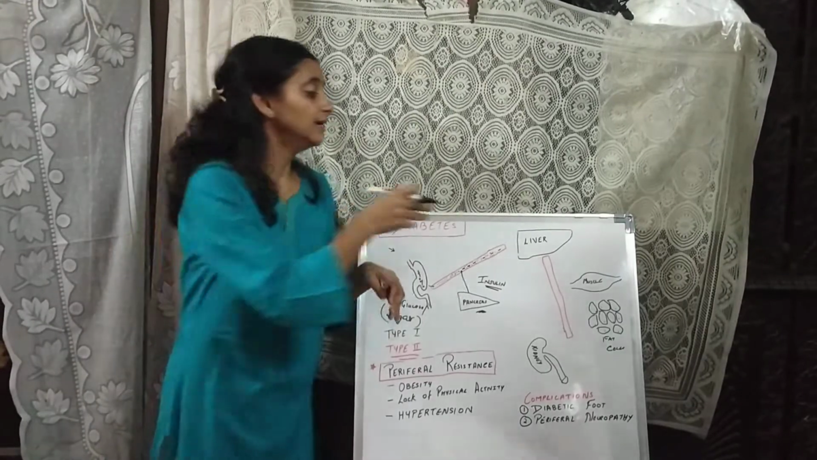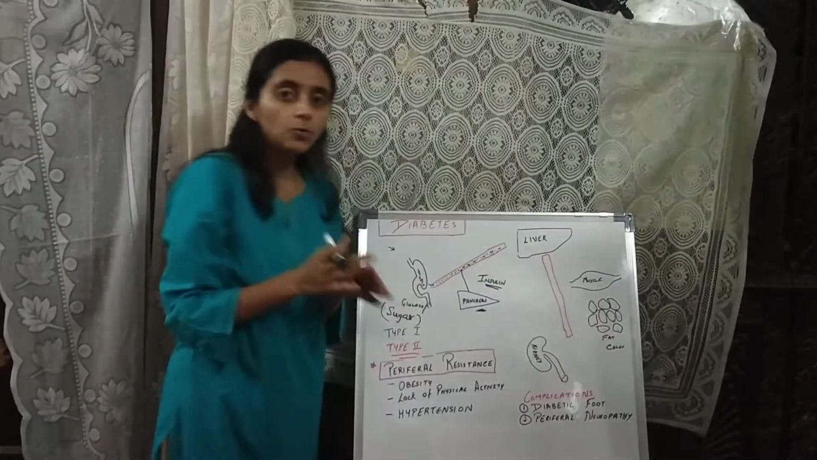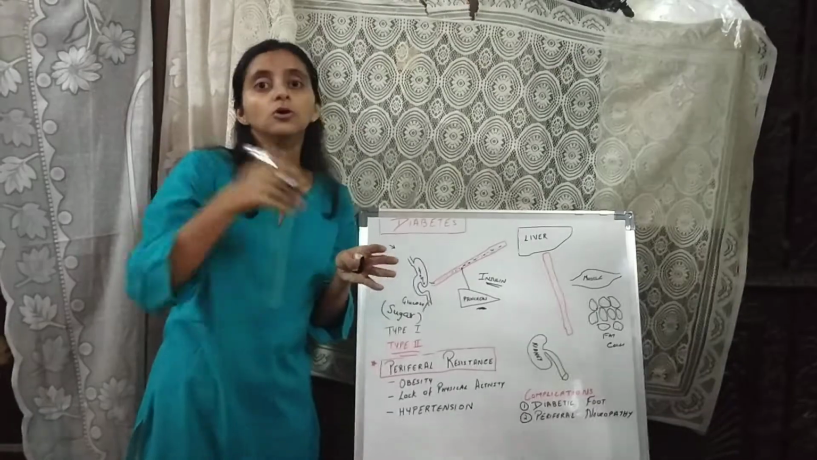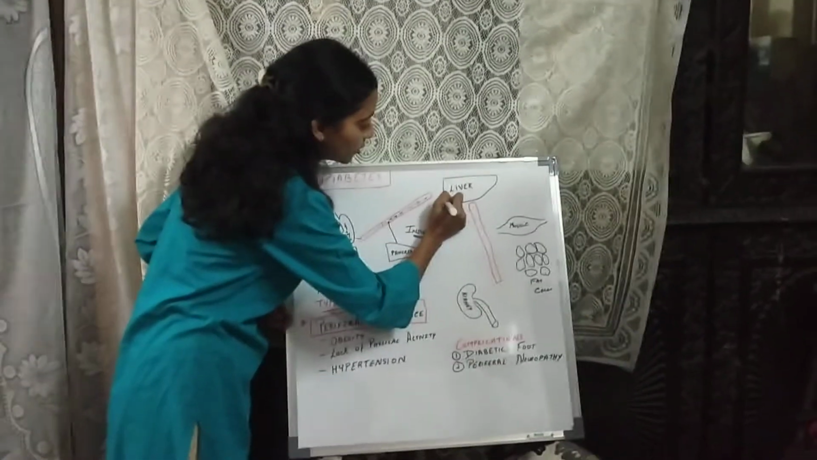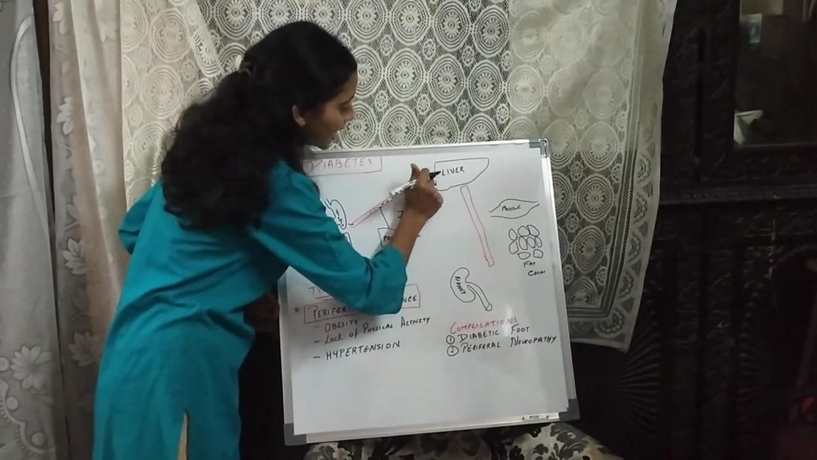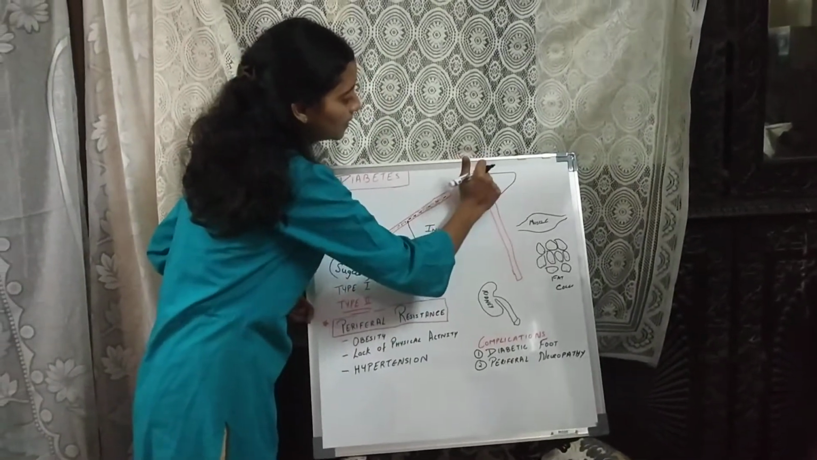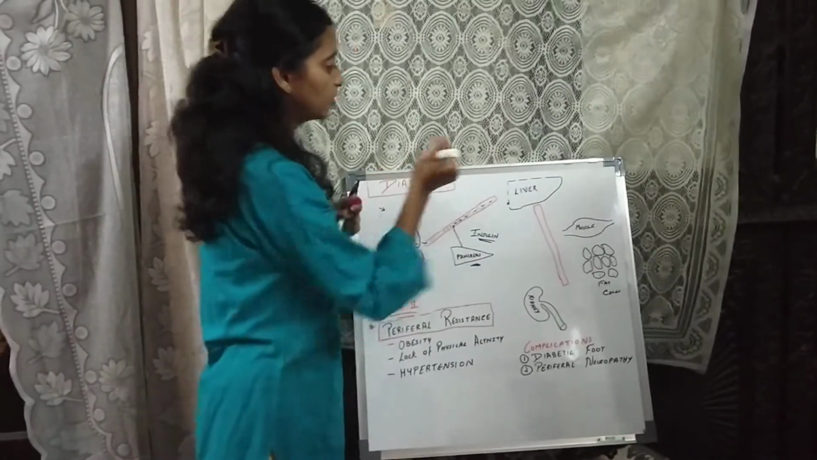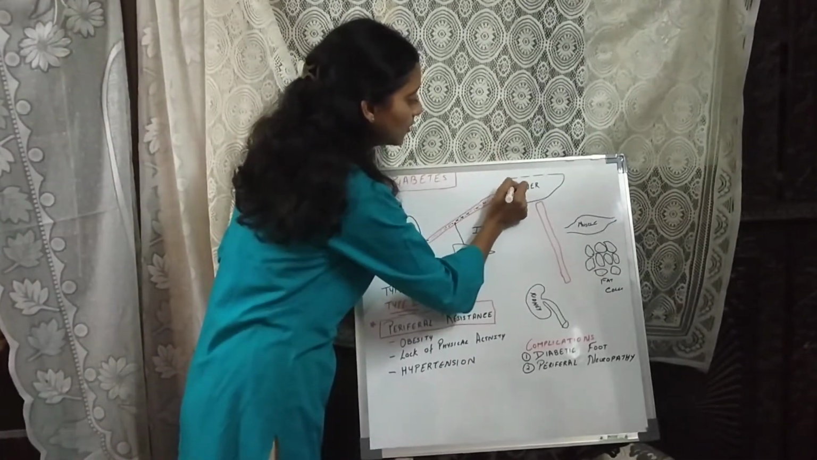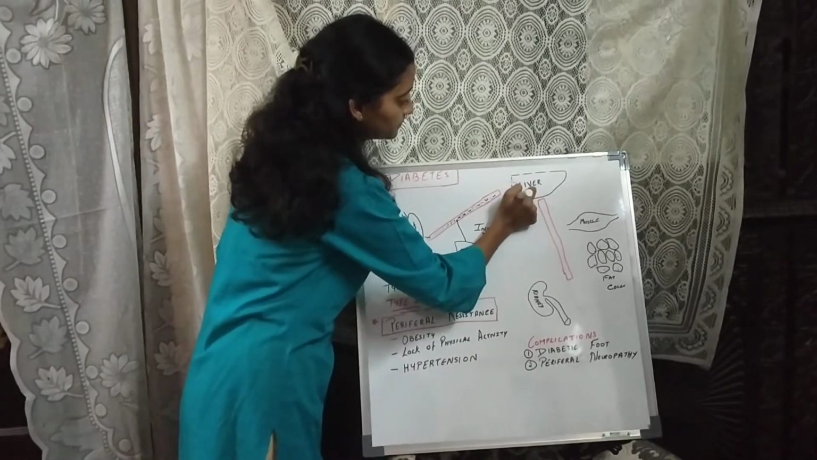Unless you have the key, the organs are not going to open their doors for the sugar to move inside them. So the insulin combines with your organ and opens up the door of the organ so that the sugar molecules can move inside the organ.